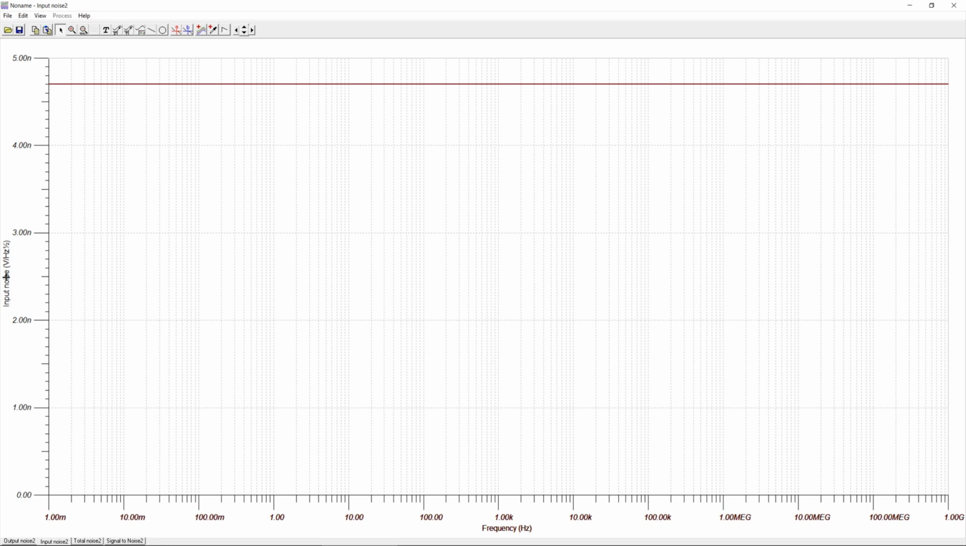This is then the input noise spectral density. And again, if I make this blue, it is easier to see, then we have this one. If I now label this, you can see it is 4.7 nanovolts per root hertz, of course, and that doesn't change. It's the same for all frequencies. So as we have calculated.